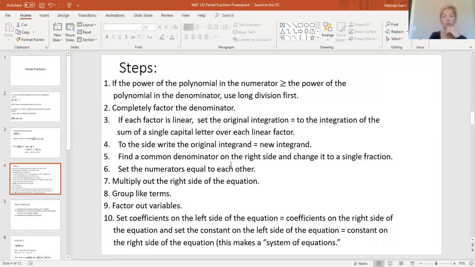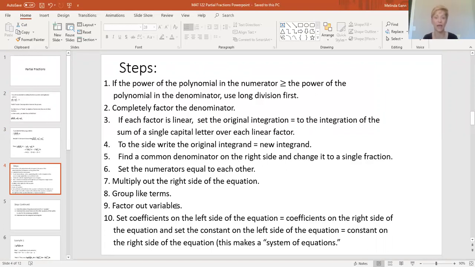So what you're going to do is work with the right side. You're going to multiply the right side of the equation out. You're going to group like terms. You're going to factor out the things that are alike. And then you're going to have the coefficient on the left equal to the coefficient on the right. So you take the coefficient of x squared on the left side and set it equal to the coefficient of x squared on the right side. You take the coefficient of your linear term on the left and set it equal to the coefficient of your linear term on the right. You take the constant on the left and set it equal to the constant on the right.